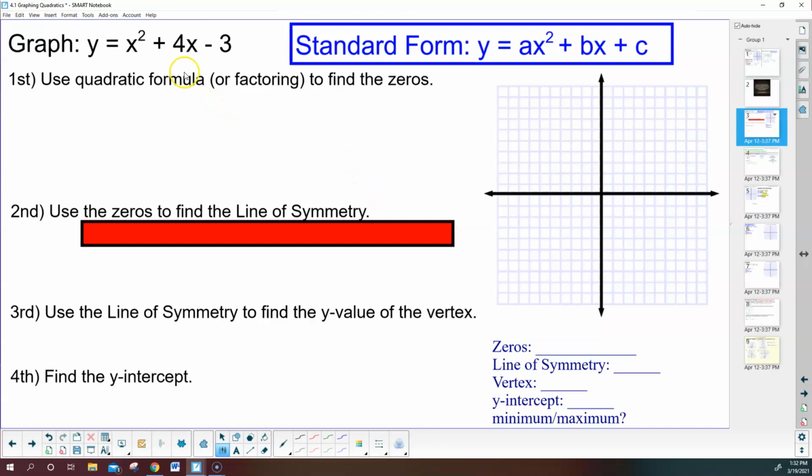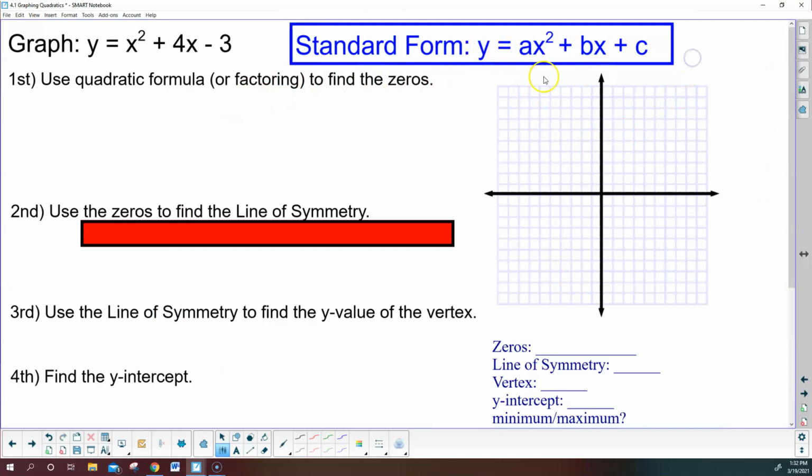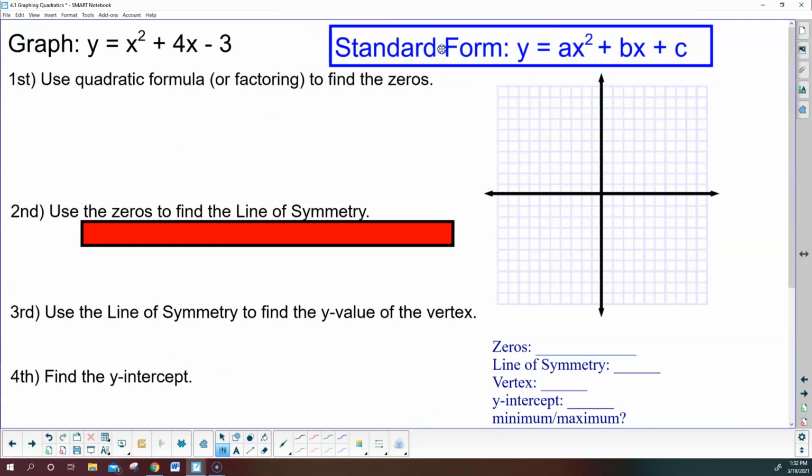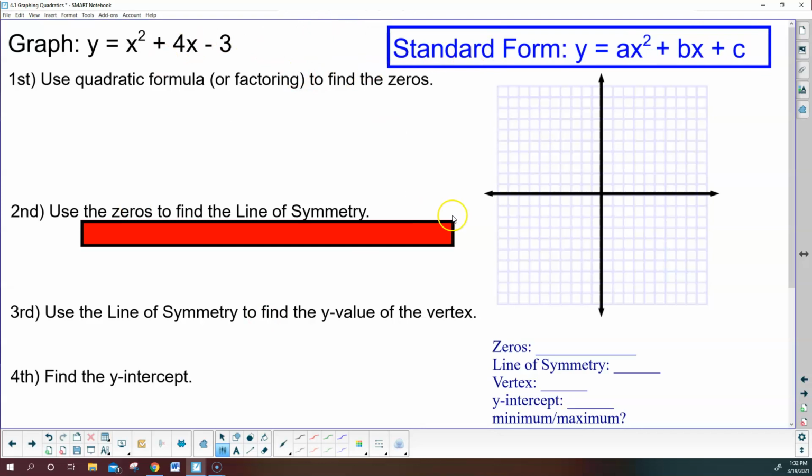So let's look at how we graph in standard form. I'm going to lead you through an example here. There are formulas for this, but I want to show you we already know a lot of this. If I want to create a graph, I want to find the zeros. For zeros, we would either factor if possible, or use the quadratic formula. In this case, factoring is not possible because there are no factors of -3 that add up to give me 4. So I'm going to have to do the quadratic formula.